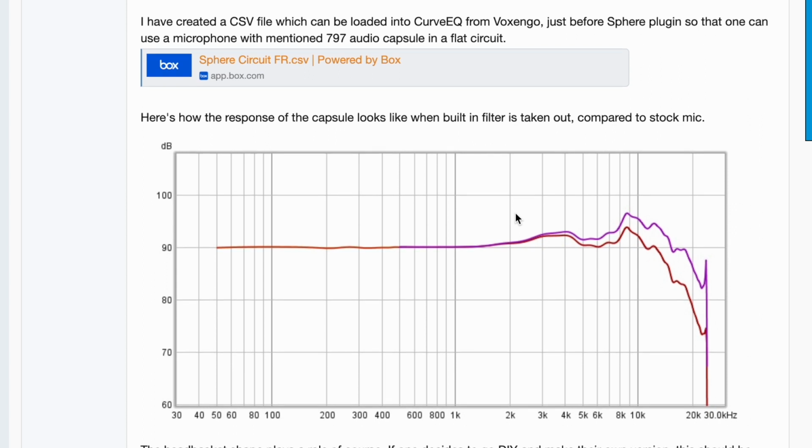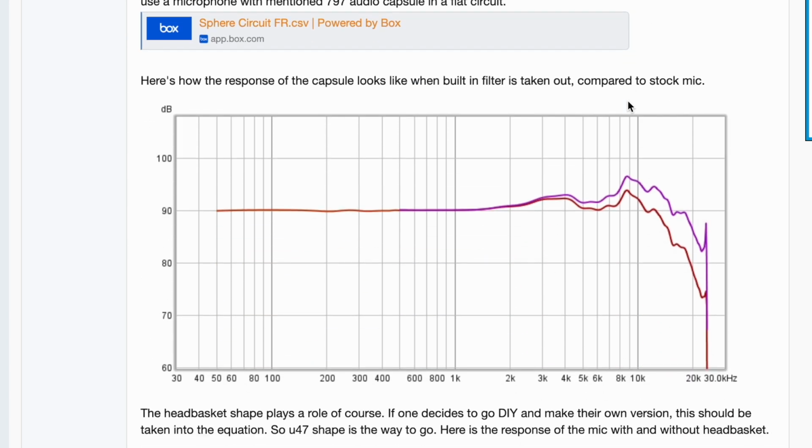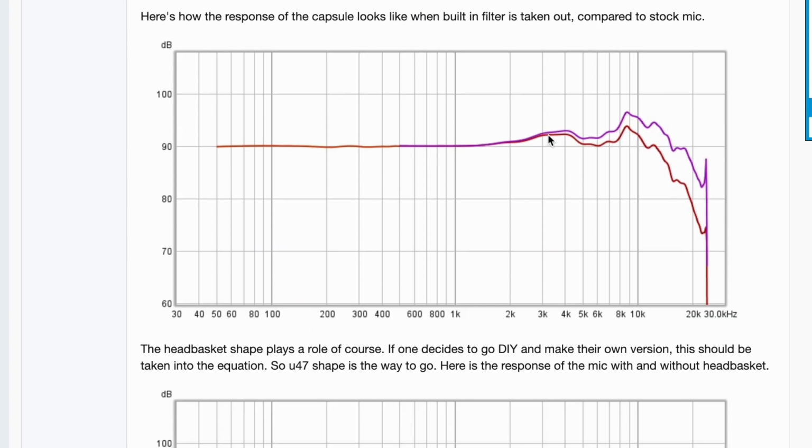And what that does is, instead of getting this curve with the capsule, because, you know, the K67 center-terminated capsule is bright on purpose, the de-emphasis allows you to get this. So that's what's inside the mic.